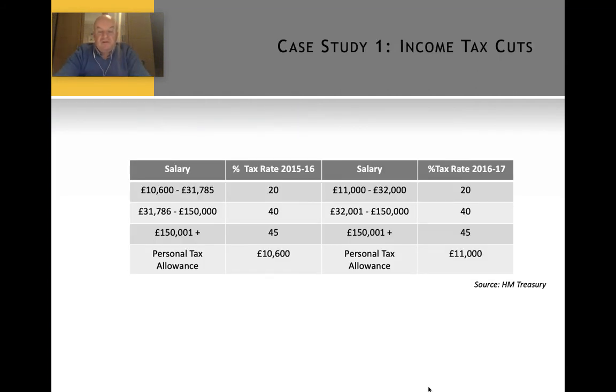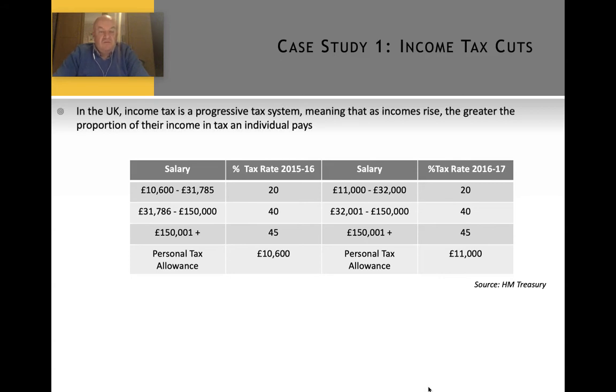Okay, let's have a look at a couple of case studies then. We've talked briefly about income tax and in some cases income tax cuts. So let's have a look at how we might be able to encourage the supply side of the economy through income tax cuts. We've talked about the fact that the UK has what's known as a progressive tax system, and that means as incomes rise, the greater proportion of income tax an individual pays. And these are based on 2015-2016, and then 2016-2017 rates.